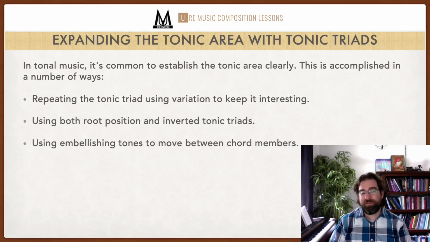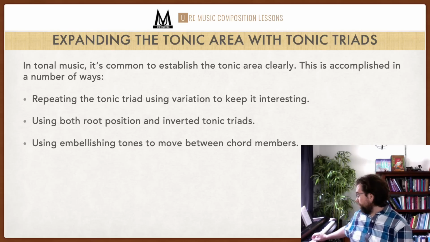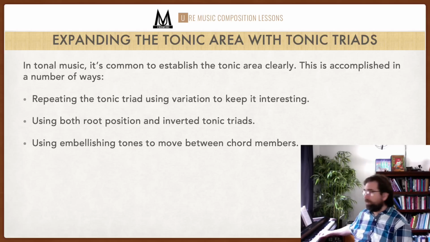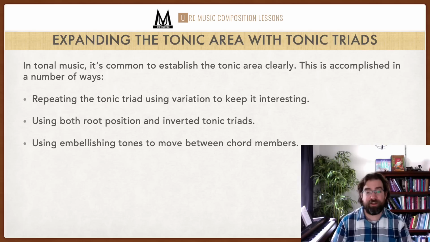So in tonal music, it's common to establish the tonal area clearly, so the tonic area. We can accomplish this in a number of ways. We can repeat the tonic triad using variation to keep it interesting. So you could have a C chord. You could then play it in first inversion. Very uncommonly, you might go to a 6/4 chord. But these are all just basically 1 chords, revoiced in different ways. Right? That's one way to keep that tonic area just a little more interesting.